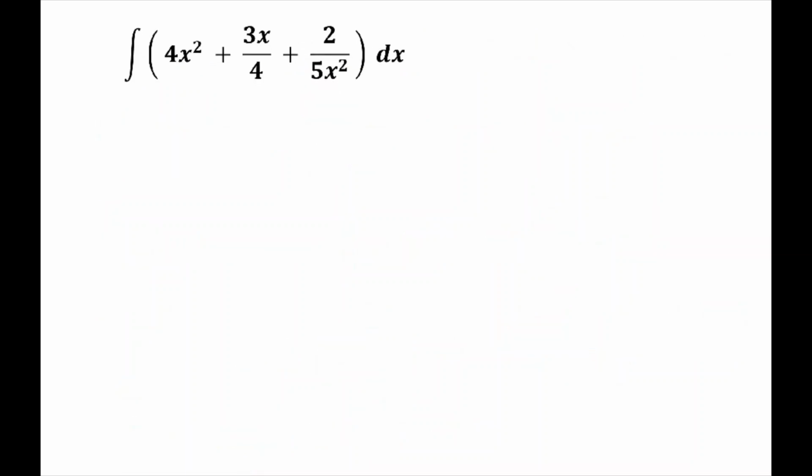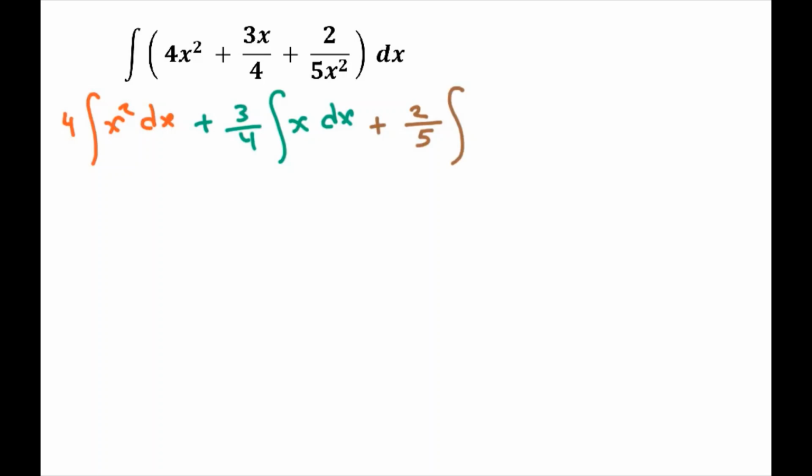Now let's try this question here. For the integration of x squared dx plus 3 over 4 times the integration of x dx plus 2 over 5 times the integration of 1 over x squared. Now x to the power of 2 is down, I'm going to take it up. It will be x to the power of negative 2 dx.